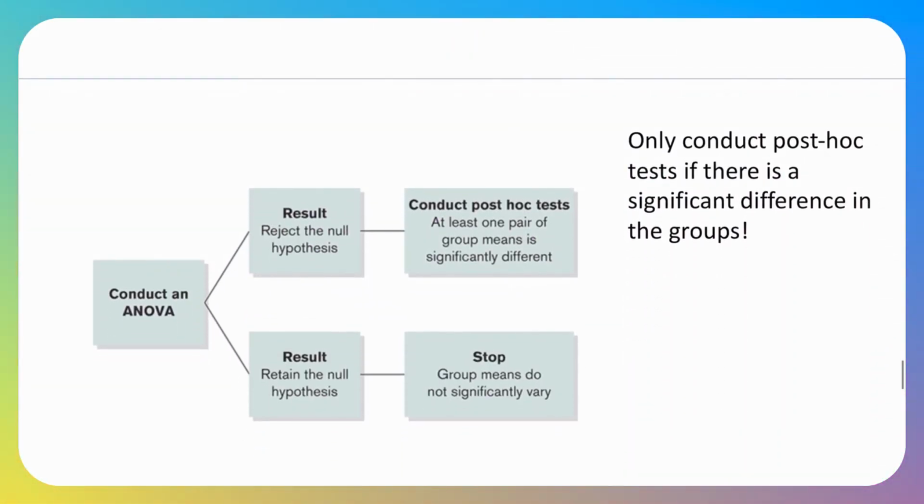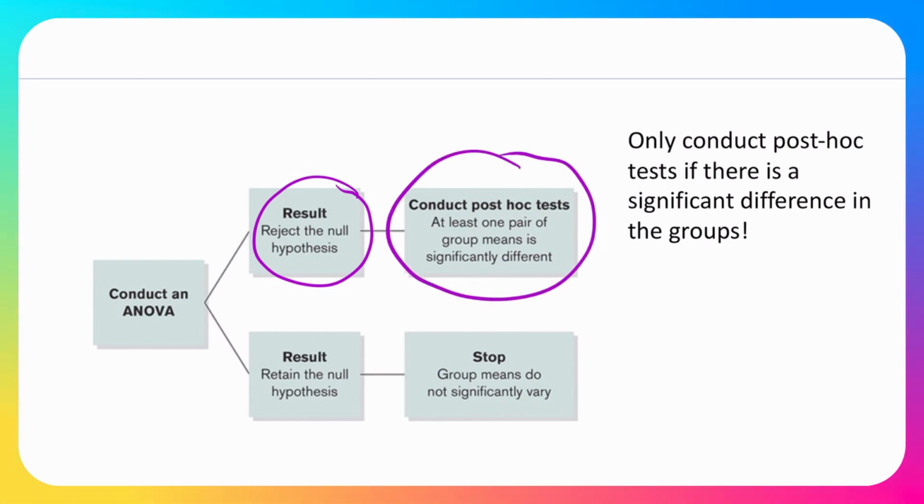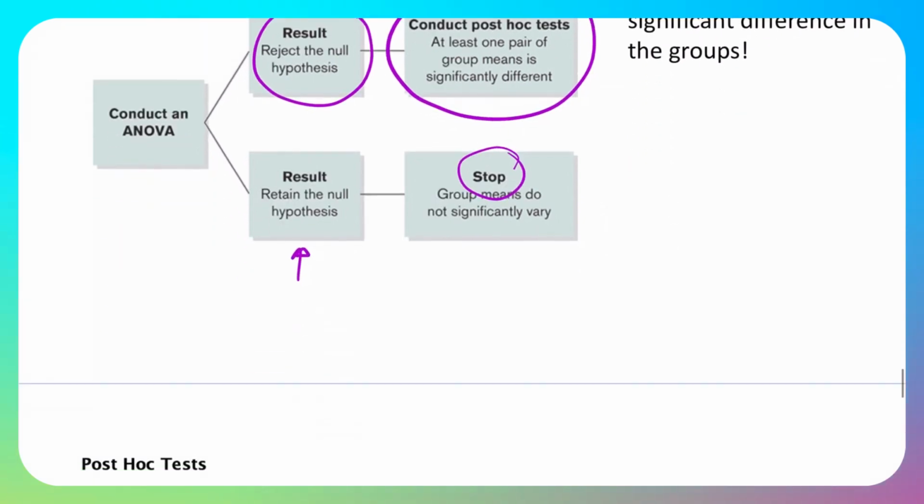Okay? But we only are going to conduct post-hoc tests if there is a significant difference in the groups. So once you conduct the ANOVA, if you find that you did find significant results, like one of the means is not like the other, then we're going to do post-hoc tests. But if your result was to retain the null hypothesis, that means you don't know that one of the means is not like the other. So you will not do any post-hoc analysis because you have not found that there's a difference. Okay, so you only use post-hoc analyses to show what the difference is if you know there's a difference.